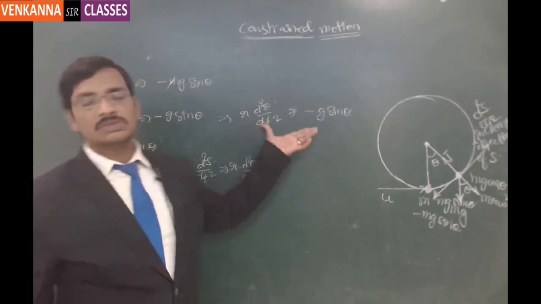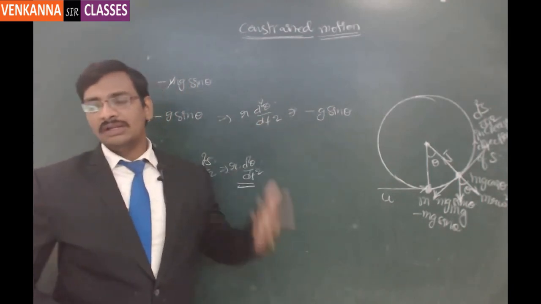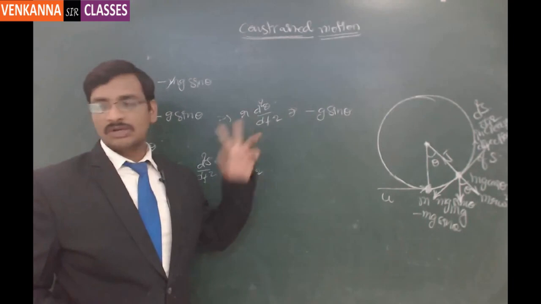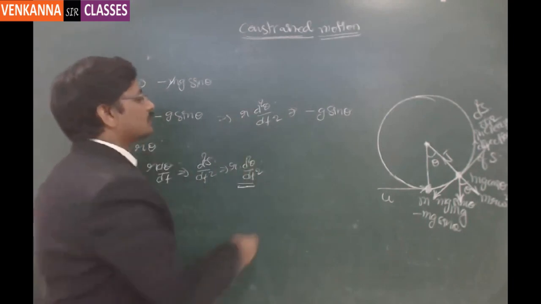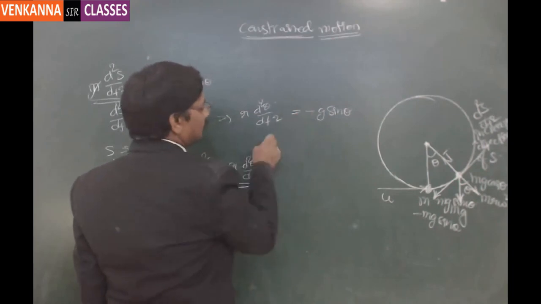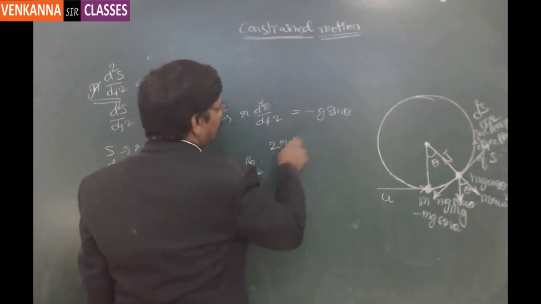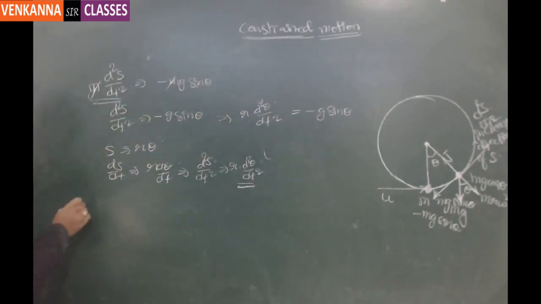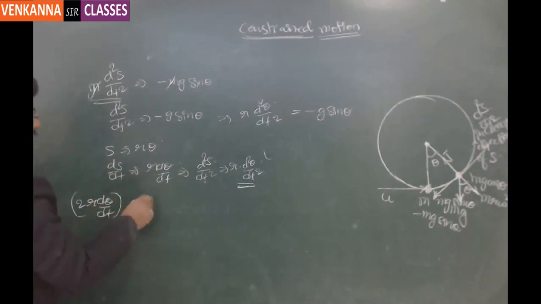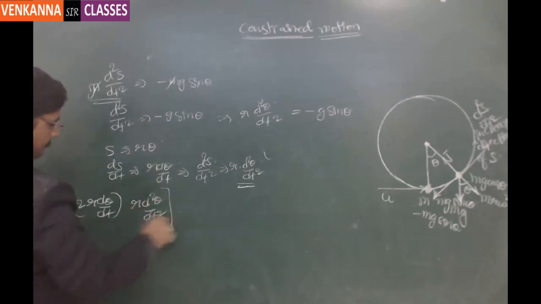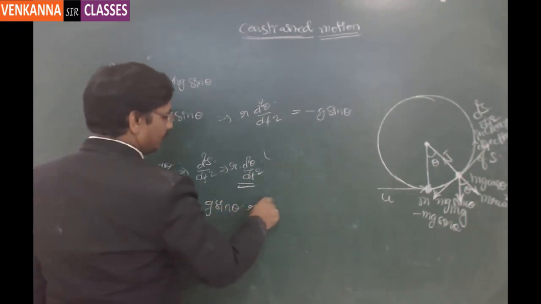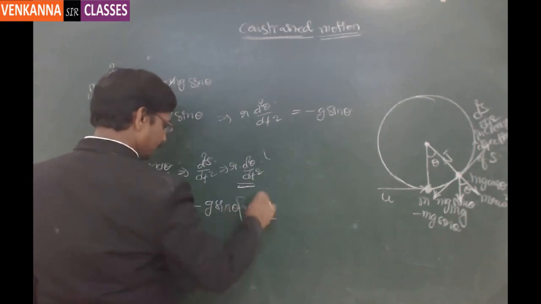Now we need to solve this differential equation the way we have done in case of simple harmonic motion, where the second order differential equation is solved. Exactly the same methodology we are going to adapt here. So I will multiply this equation with 2 times r d theta by dt on either side. 2 times r d theta by dt multiplied by r into d square theta by dt square is equal to minus g sin theta into 2 times r d theta by dt.